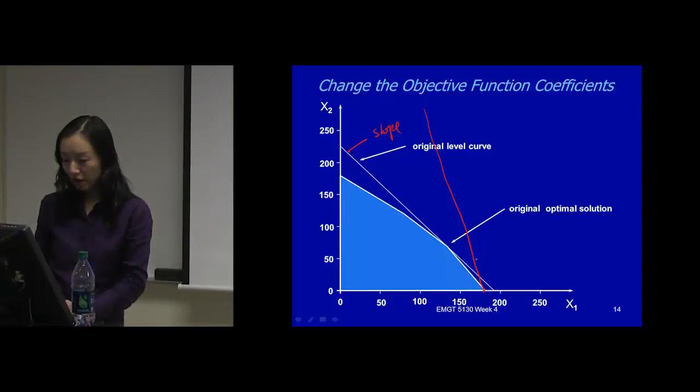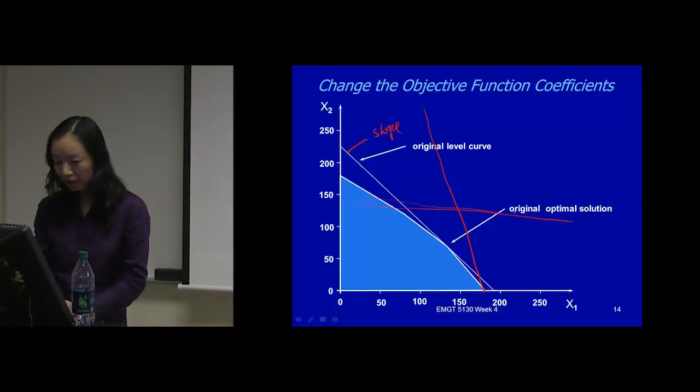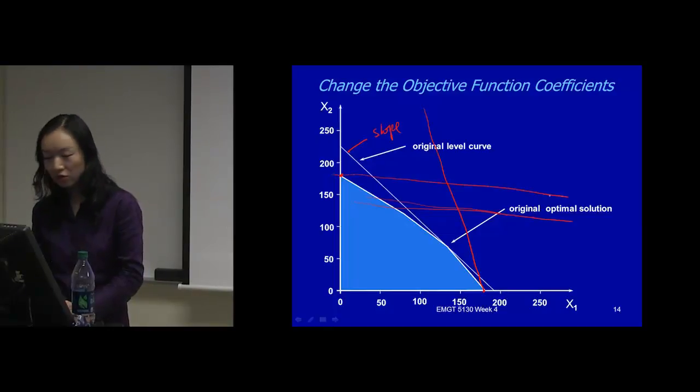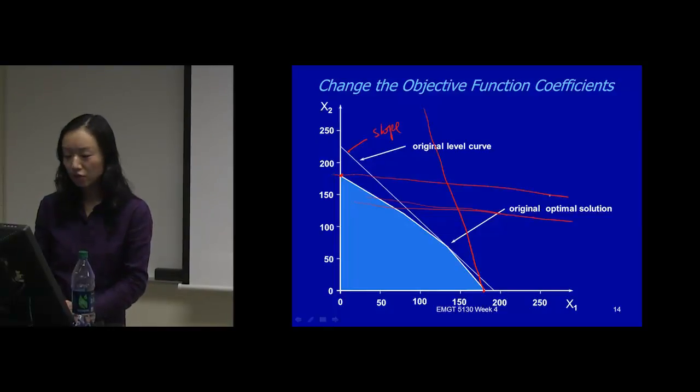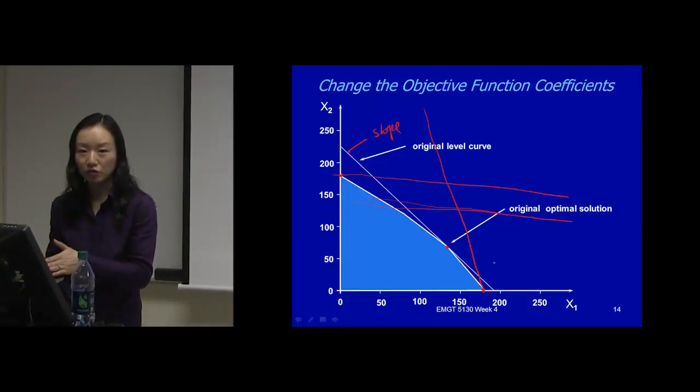And if the slope is really flat, like this, then this point will be the optimal solution. We have to move in this direction. So you see that this slope, which is determined by the coefficient, really determines which point is the optimal solution. And from this point to this point, there is some space for it to change.